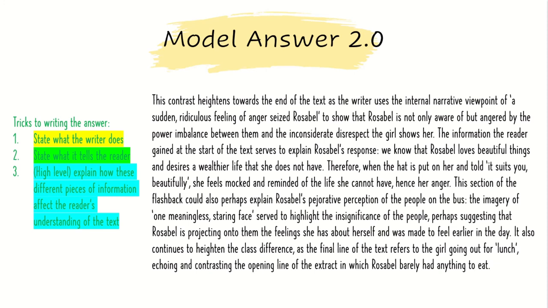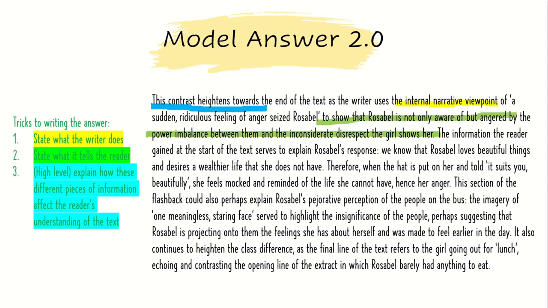This contrast heightens towards the end of the text. So that is already me giving a little bit of a blue hint there, because I'm already talking about how something's going to develop towards the end of the text. As the writer uses the internal narrative viewpoint of a sudden ridiculous feeling of anger seized Roswell to show that Roswell is not only aware of, but angered by the power imbalance between them and the inconsiderate disrespect the girl shows her. So that is what the reader does, followed by what it tells the reader. You're getting the hang of this now, right? I say the internal narrative, and then I say what it tells the reader.